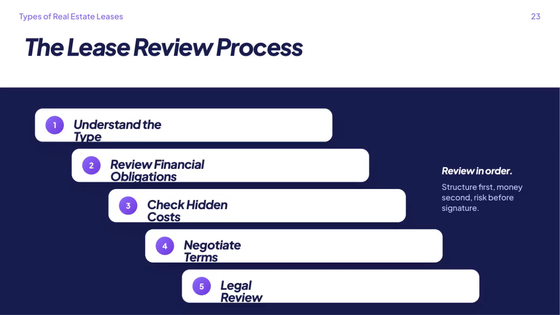When approaching the lease review process, it's crucial to follow a clear step-by-step method. First, understand the type of lease you're dealing with, because each has different implications. Next, carefully review the financial obligations to know exactly what you're committing to in terms of rent and additional costs. Then, check for hidden costs that might not be obvious at first glance, but can impact your budget later. After that, focus on negotiating terms to ensure they're fair and align with your interests.